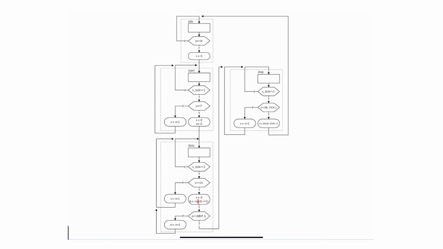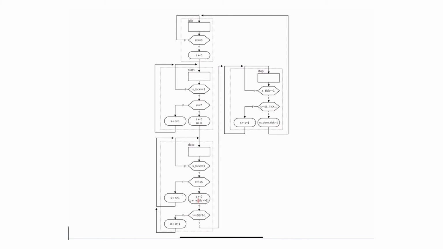After it's done reading all these bits, it issues a done tick for exactly one clock cycle, and goes back to the idle state.